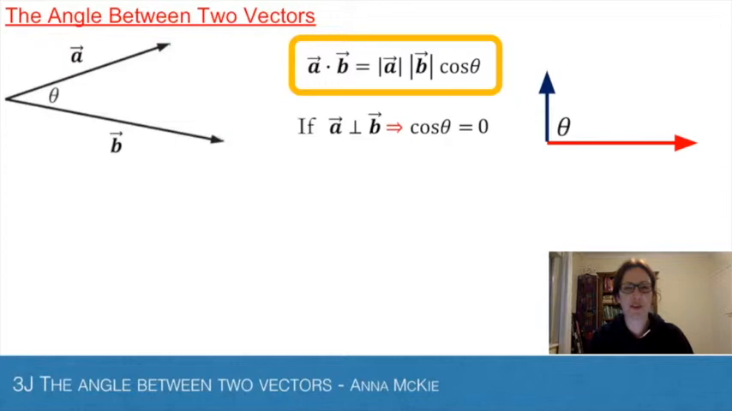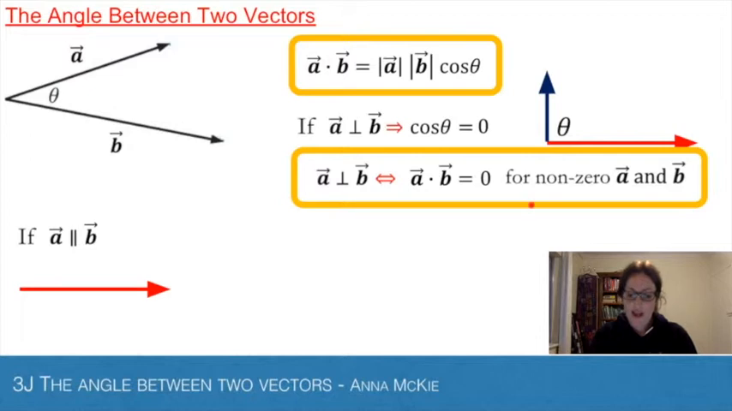If you followed me for the work on the unit circle, cos of 90 degrees, cos is the x component. Therefore, the x component at 90 degrees is 0. So cos of 90 degrees would be 0. And what impact does that have on the formula here? That means the dot product of those is 0. And if you therefore get that, it confirms the rule that they are perpendicular to each other. That applies for non-zero vectors A and B.